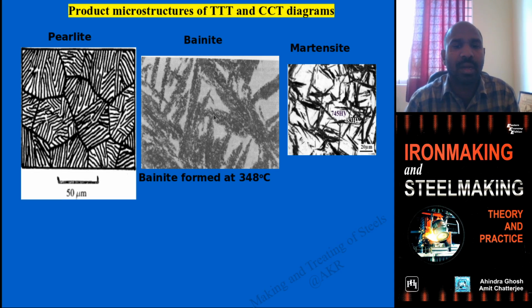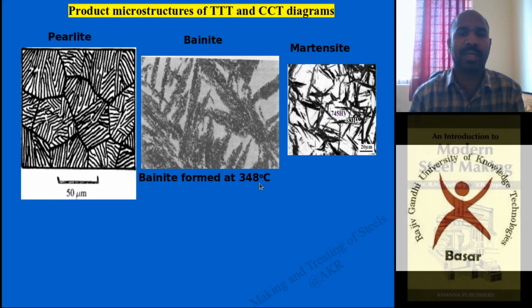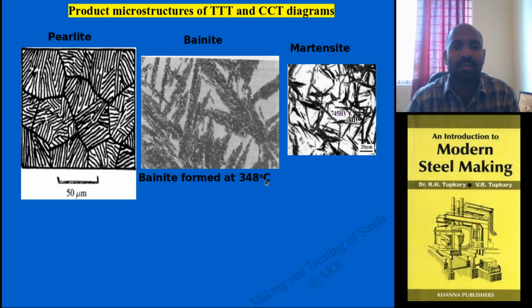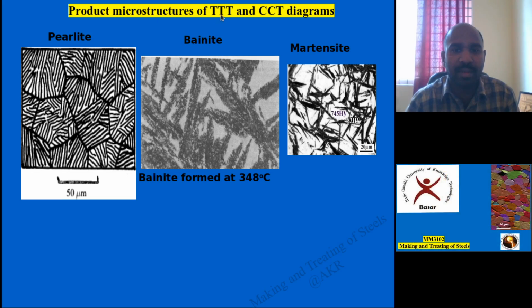Bainite is a feathery structure, just like a peacock feather, which you will see in steels. This microstructure was taken, for example, after heat treatment at around 348 degrees Celsius. This is martensite. Martensite is just like needles, grown from the boundaries, just like dendrites growing. The product microstructures of the TTT and CCT diagrams are pearlite and martensite.